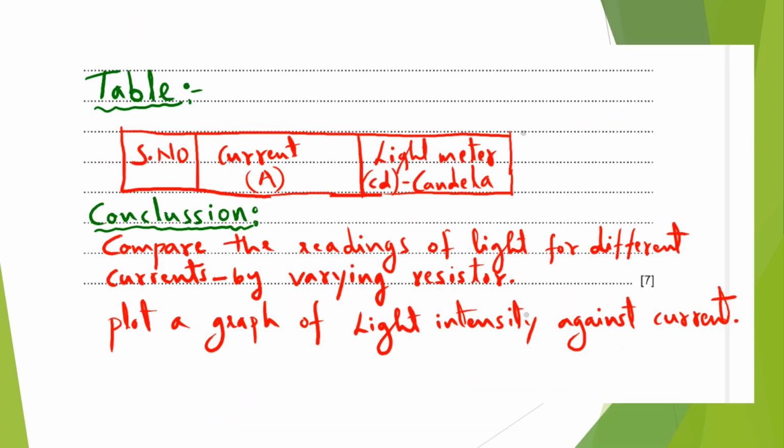Then the table: current, its unit is ampere; light meter, its unit is candles. Conclusion is to compare the readings of light for different currents by varying the resistor. Plot a graph of light intensity against current. So with this, we have completed the fourth question.